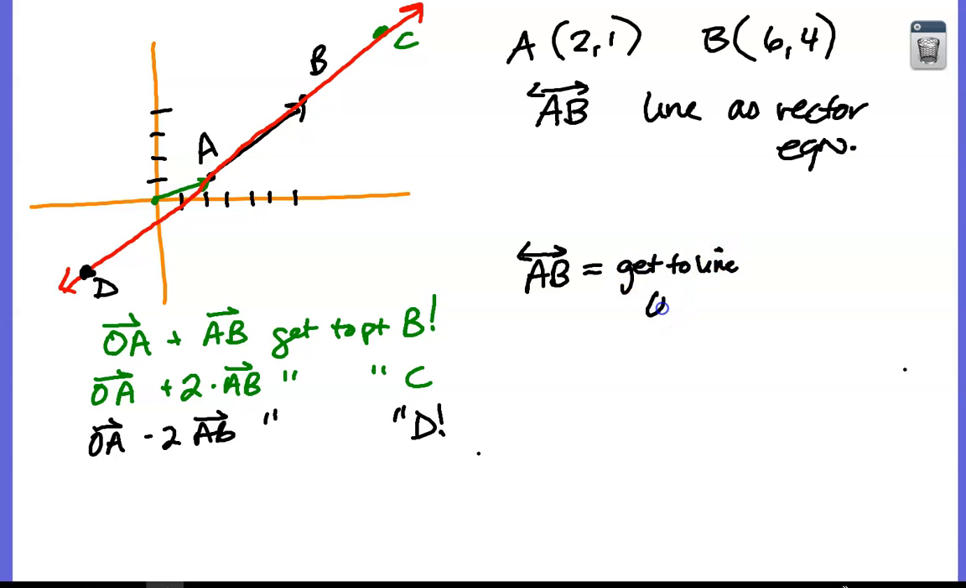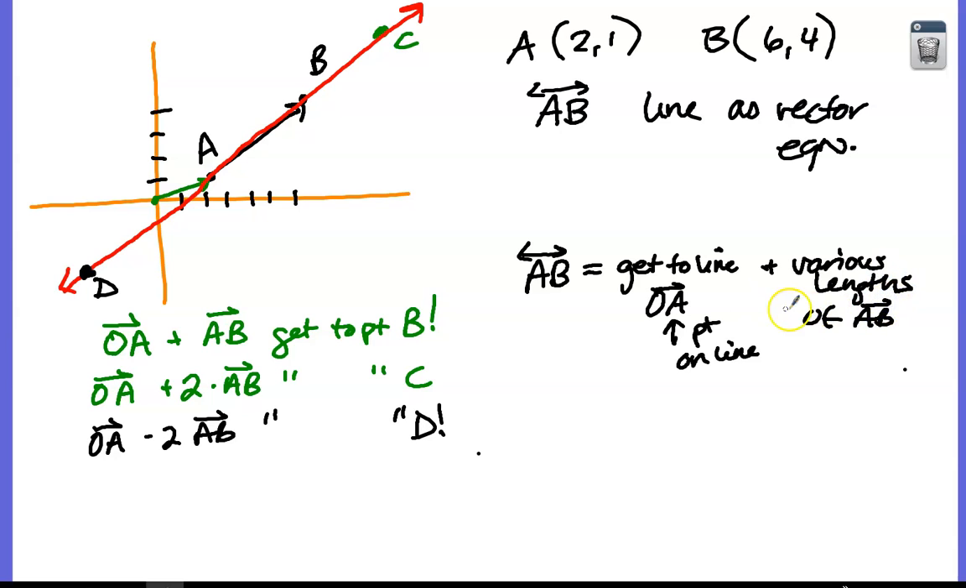So I need to go from the origin to the initial point. So I'm going out specifically to A. So I'm going to do that. Then you're going to go in various lengths of your vector. So then I'm going to add to that various lengths.